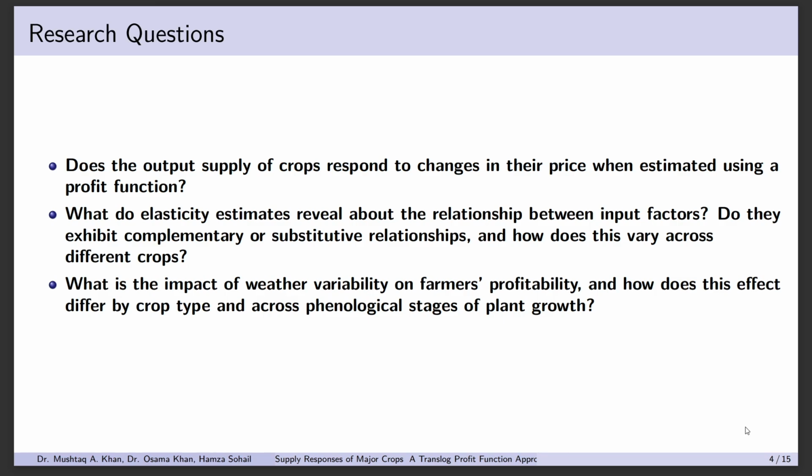So, in our study, we basically look to answer three research questions. First, does output supply really respond to change in prices when estimated through a profit function? The second question is, what is the relationship between inputs now compared to the study that was done in 1988? Do they have a complementary or substitutive relationship, and how does that relationship vary across crops? And the third is, what is the impact of weather variability on farmers' profitability, and how does this impact change across phenological stages, both within a crop and across crops?